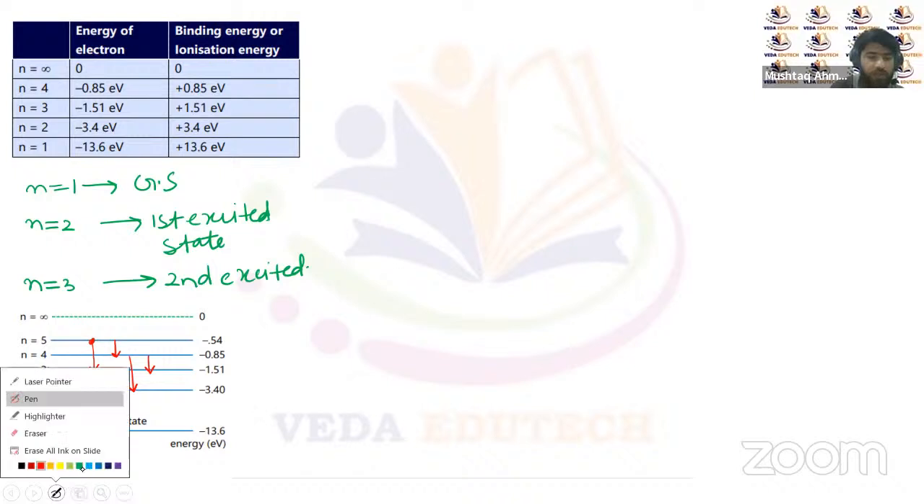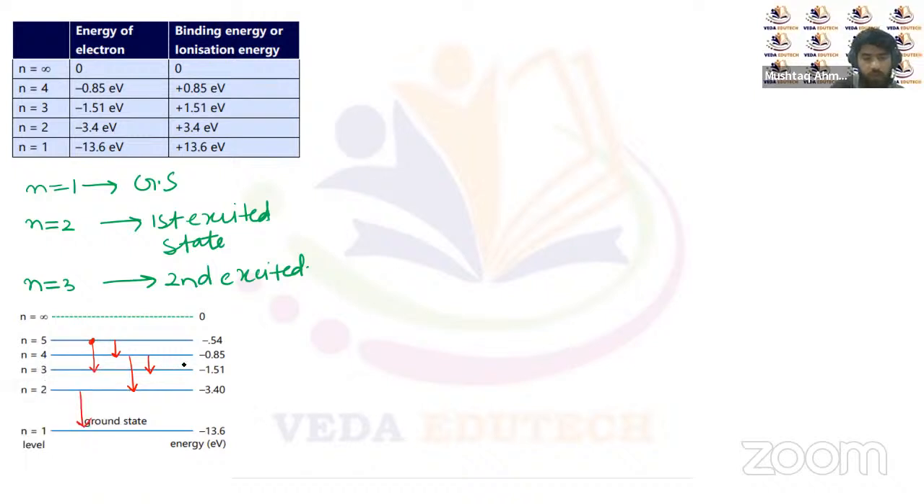Corresponding to each transition, a photon is emitted equal to the energy gap. So these photons or radiations correspond to the spectral lines, and each radiation has a unique wavelength or unique frequency.